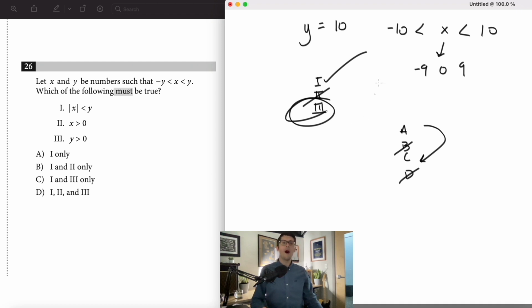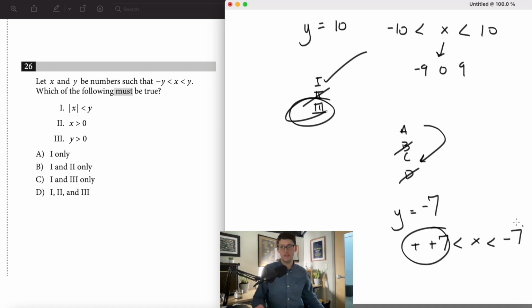Well, if y is smaller than 0, so try y equals some other number, like, I chose negative 5, try negative 7. If y is negative 7, you would have negative 7, x in between, and then negative 7. There's just nothing that works there. Positive 7 is never smaller than negative 7. Roman numeral 3 must be true. Y is greater than 0, unless y was 0, but once again, that's not going to work, because you can't have 0 is less than x, which is less than 0. Right? X cannot be bigger than 0 and smaller than 0. So Roman numeral 3 has to be true.